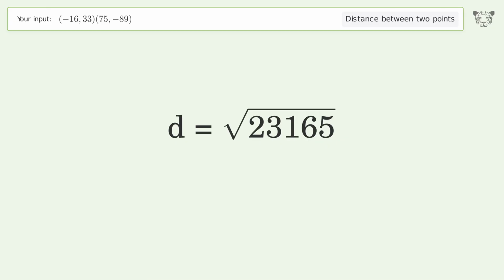And so the distance between the 2 points is the square root of 23,165, or 152.201.